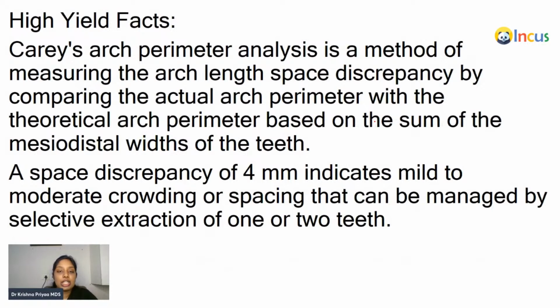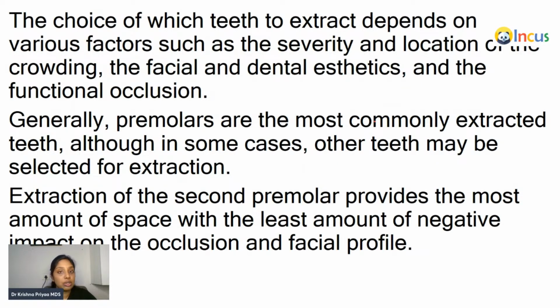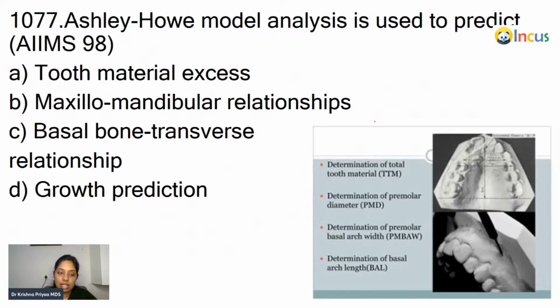So this is a method of measuring the arch length space discrepancy by comparing the actual arch perimeter with the sum of the mesiodistal width of the teeth, as I mentioned earlier. So the discrepancy gives a better idea of how to proceed with the treatment, either with interproximal reduction or the extraction of second premolar or extraction of first premolar for relieving the crowding.